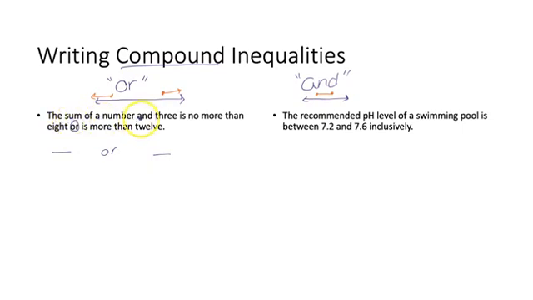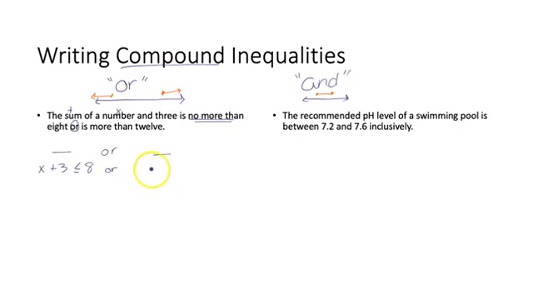The sum of a number and 3. Well, the word sum means plus. The number is what I don't know, so that can be x or it could be n, and 3. So the sum of x and 3, so x plus 3, no more than. So I can have that number or I can have less than that number, but I can't have more than. So less than or equal to, and that's an 8. Bring down my or.